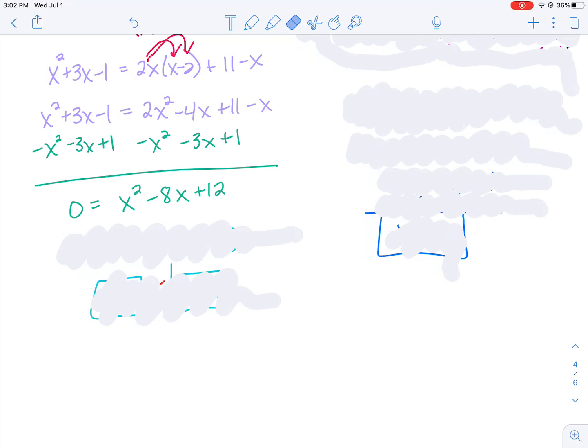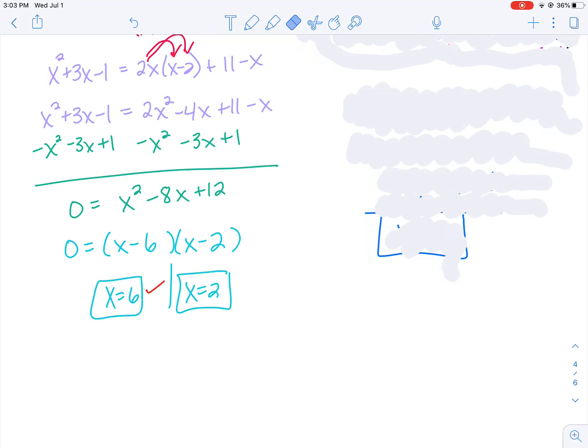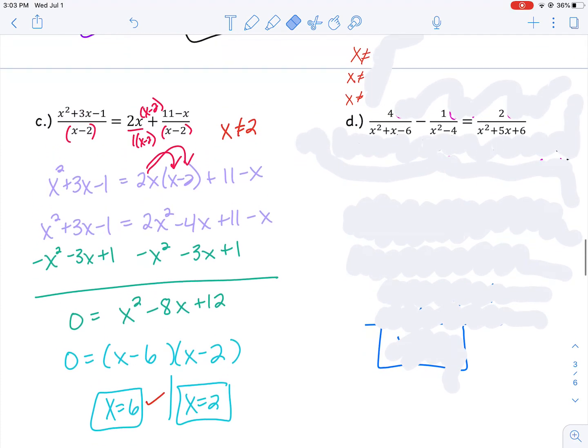This looks like a basic factoring problem, so I can find numbers that multiply to 12 and add to give me negative 8, which are negative 2 and negative 6. I can set each of those factors equal to 0, and I end up getting x equals 6 and x equals 2. Now, let's double check those domain restrictions.